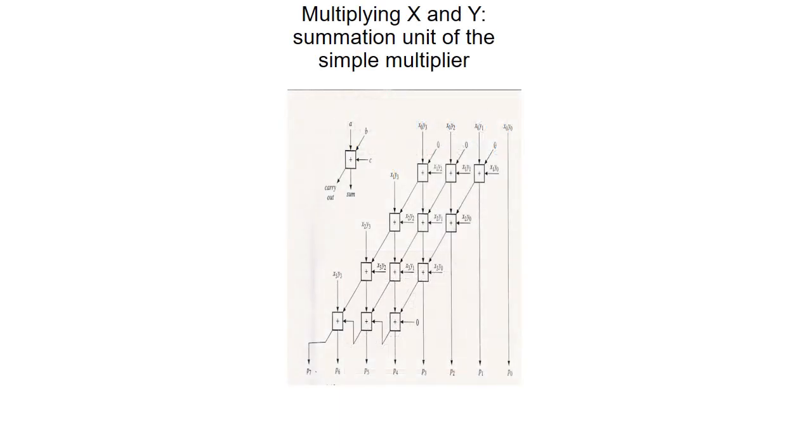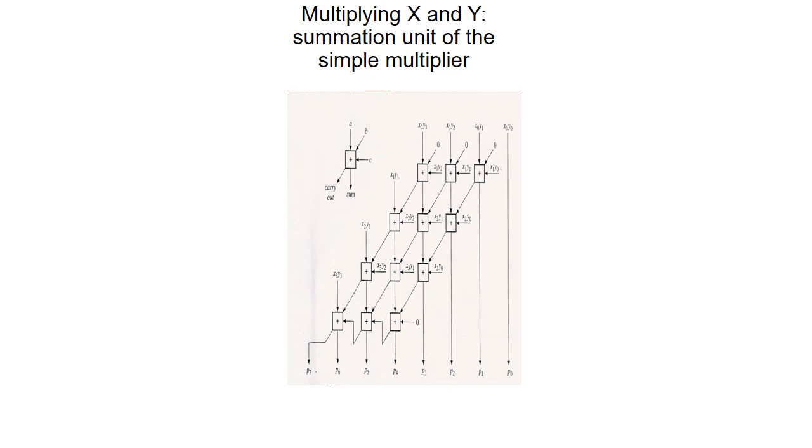So for multiplying the x and y, the summation unit of the simple multiplier is shown here. So first the a, b and c, all three values have been passed into the adder. So the adder will add the values and then pass the sum value and the carry out value. So likewise, first we are passing the P0, that is x0, y0, x0, y1, x0, y2, x0, y3.